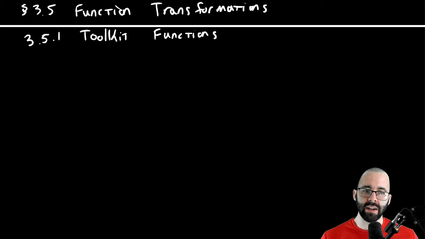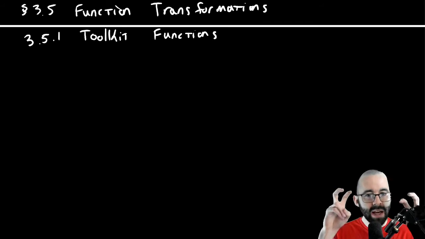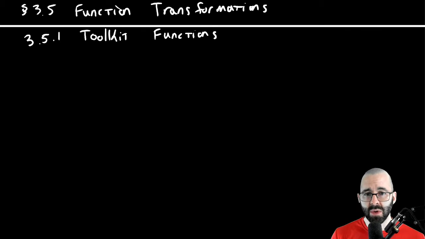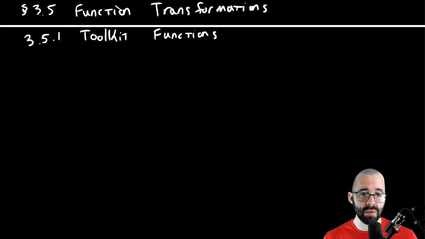All right, before we really get into the main 3.5 stuff on function transformations, I do want to give a brief review on something that the book calls Toolkit Functions. These are essentially basic functions that you should be familiar with. Whether that means you make yourself flashcards, do a lot of homework problems until you really get comfortable with them, or maybe you just graph them a lot until you become comfortable with them.